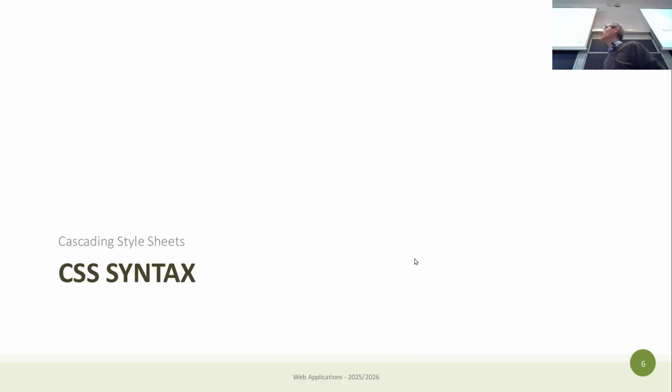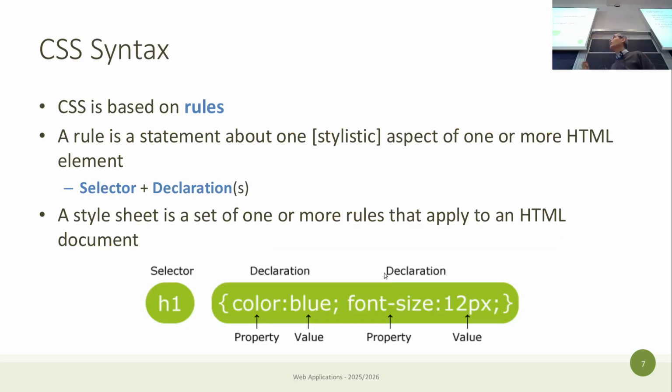But let's start with the basics, CSS syntax. CSS is a set of rules written in plain text. Very easy. Use a text editor. CSS is based on rules. Rules have two parts. The first part is the selector, and the second part is the declaration, one or more declarations. The selector is a specific element that we will discuss more in a minute, and the declaration is a set of rules included in curly brackets.